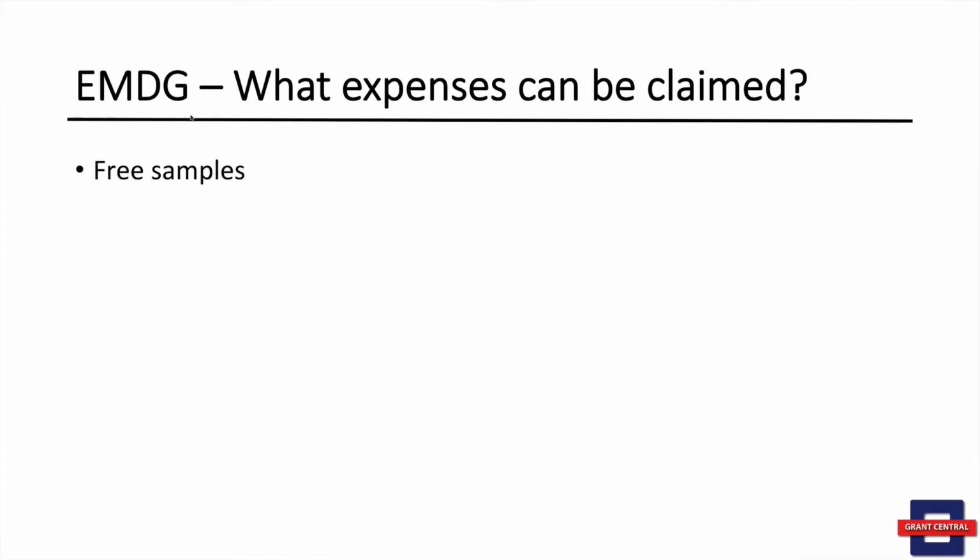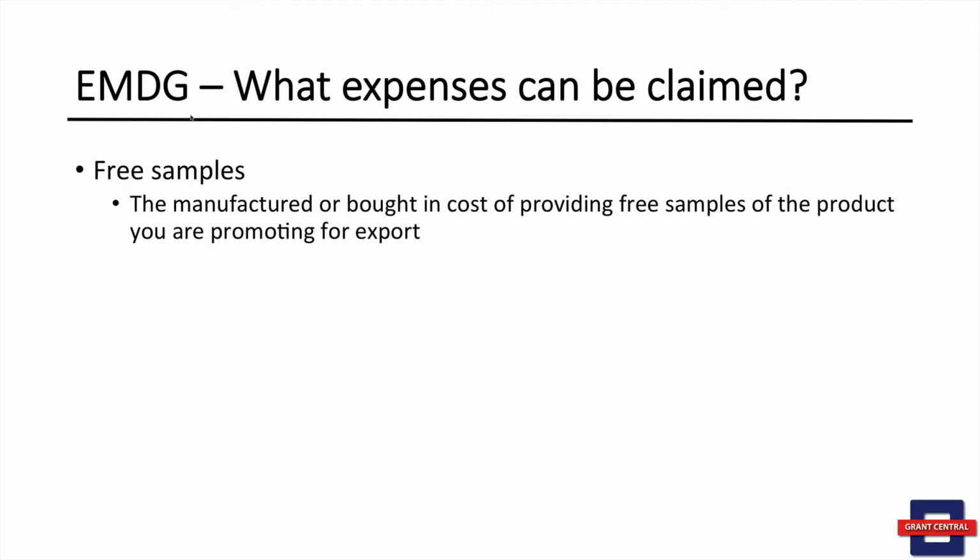With free samples, you can claim the manufactured or bought-in cost of providing free samples of the product you are promoting for export. It is critical that it has to be an exact copy of what you will be selling. You can also include the postage and freight costs. If you're a tourism operator, there's a whole section for free accommodation and meals provided.